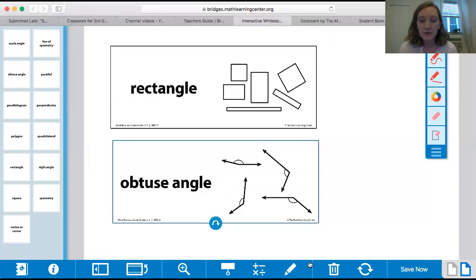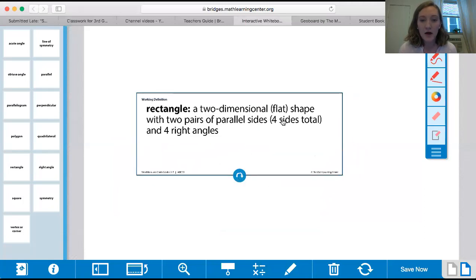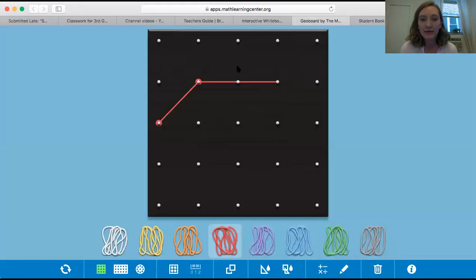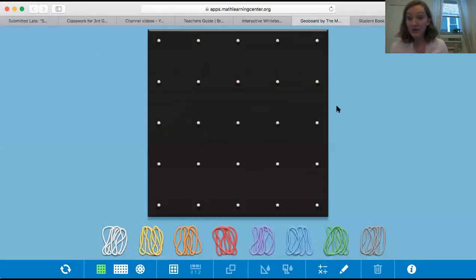So let's review. My rectangles are flat. They're 2D, two-dimensional. They have 2 pairs of parallel sides. And they have 4 right angles. Let's just practice for a minute. Let's come back to our geoboard here, and you guys can use this geoboard at home on your computer. I'll have the link for you on Google Classroom, okay, with this assignment. So you can play around with the rubber bands.